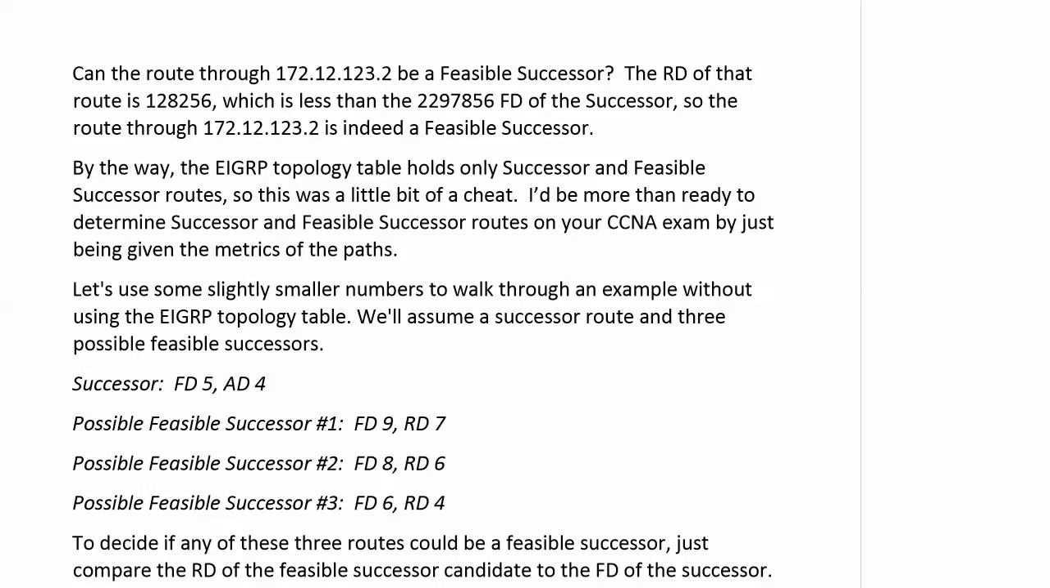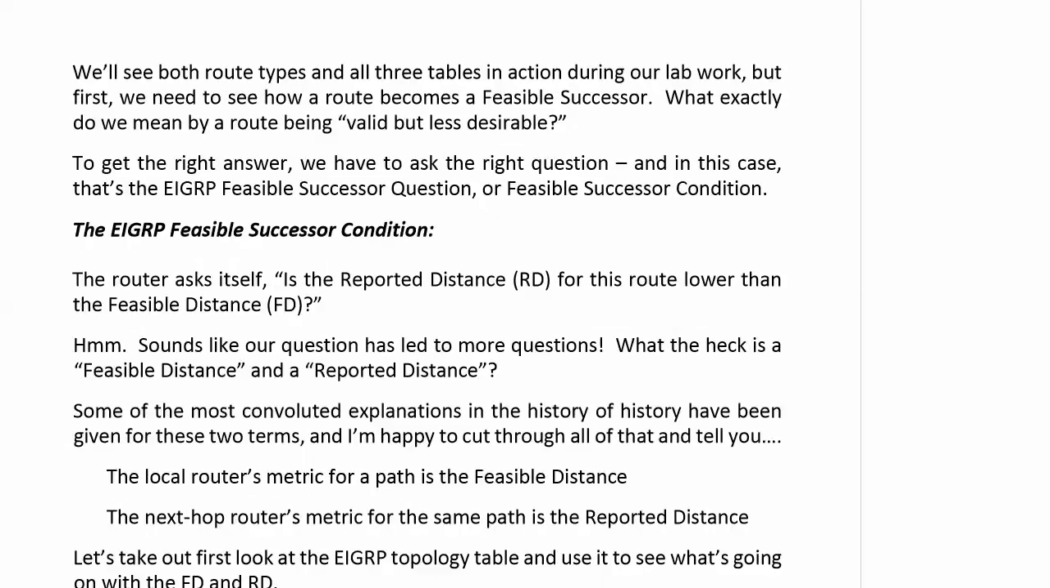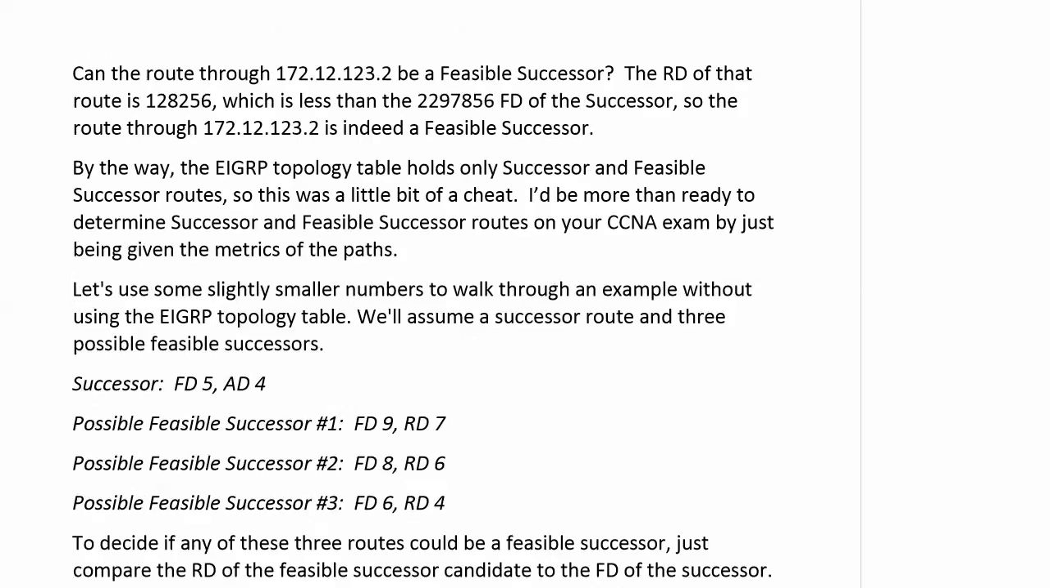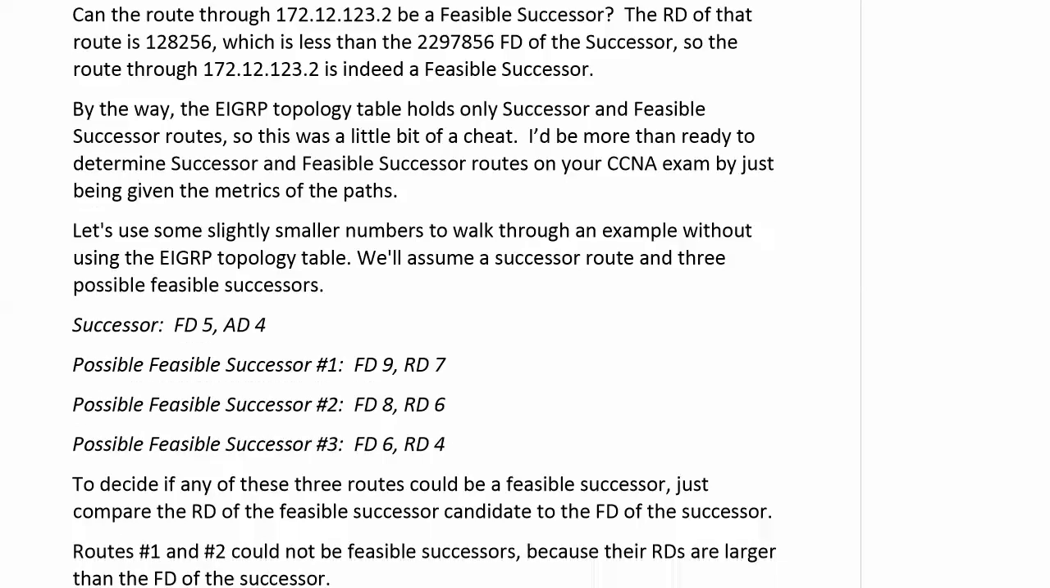I also bolded it to make it even more obvious. Now, the question is, can the route through 172.12.123.2 be a feasible successor? And let's just go right back to that particular screen we're looking at. Can this second route be a feasible successor? And we're looking at a reported distance of 409,600 versus a feasible distance of 229.7856. I'll fix that RD number, but it would still be less. So the route through 172.12.123.2 is indeed a feasible successor.